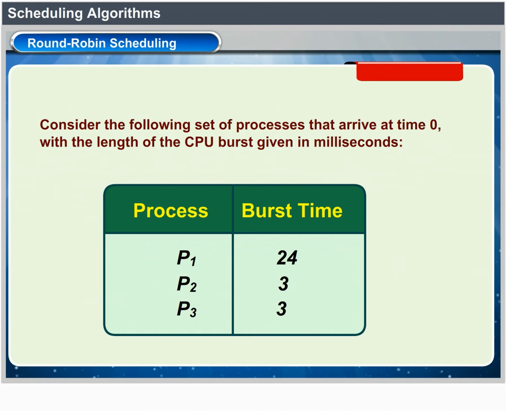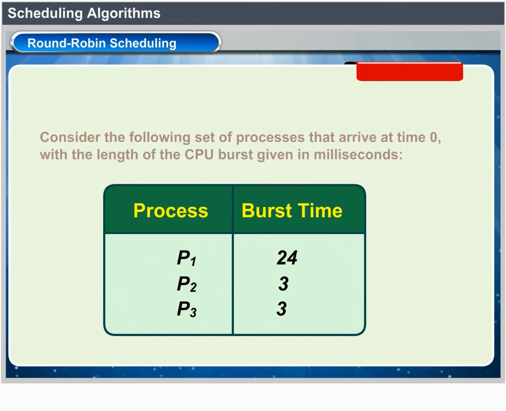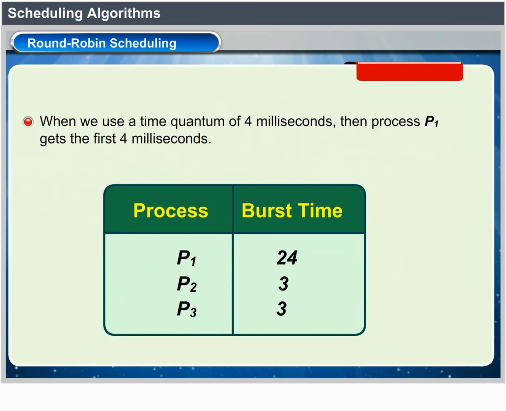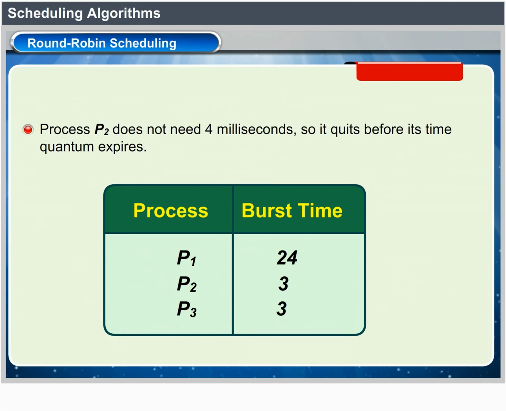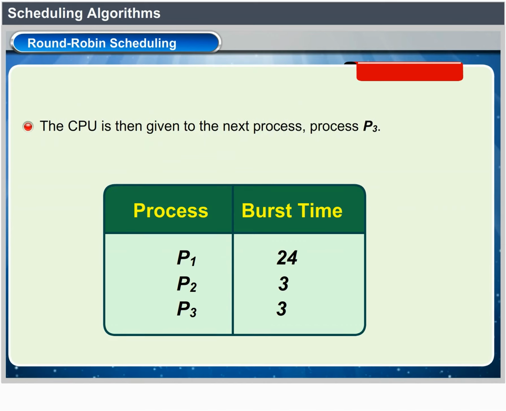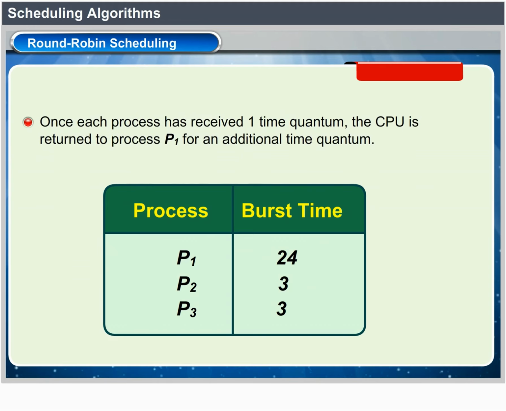If we use a time quantum of 4 milliseconds, then process P1 gets the first 4 milliseconds. Since it requires another 20 milliseconds, it is preempted after the first time quantum and the CPU is given to the next process in the queue, process P2. Process P2 does not need 4 milliseconds, so it quits before its time quantum expires. The CPU is then given to the next process, process P3. Once each process has received one time quantum, the CPU is returned to process P1 for an additional time quantum.